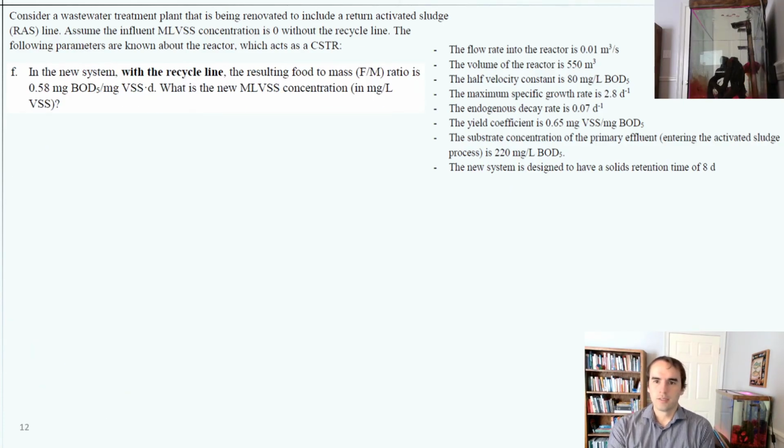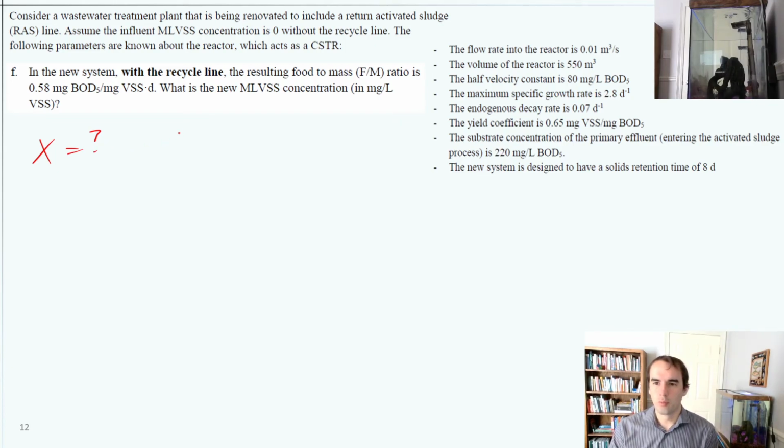If not, the next part of this problem says, in the new system with the recycle line, the resulting food to mass ratio is 0.58 milligrams BOD per milligram VSS per day. What is the new mixed liquor volatile suspended solids concentration in milligrams per liter VSS? So what we're looking for is a new X concentration in the system.